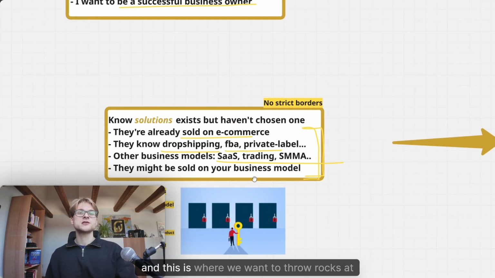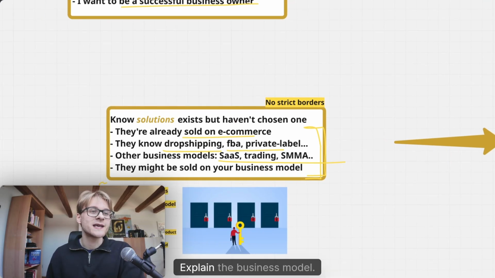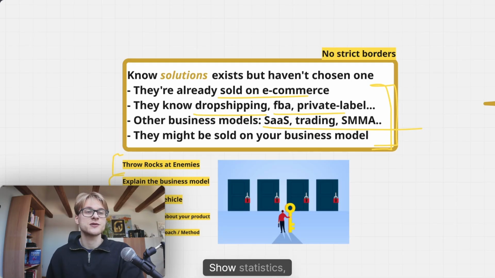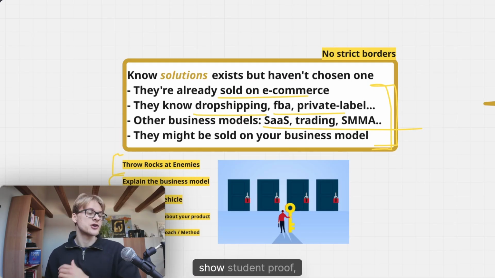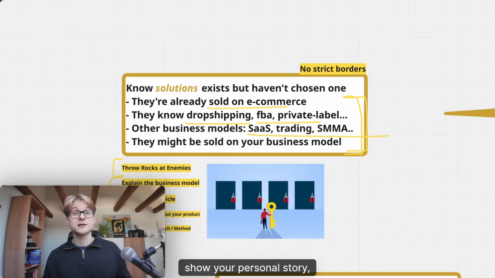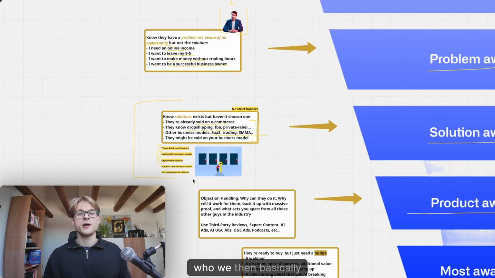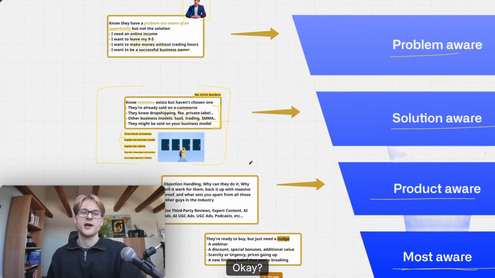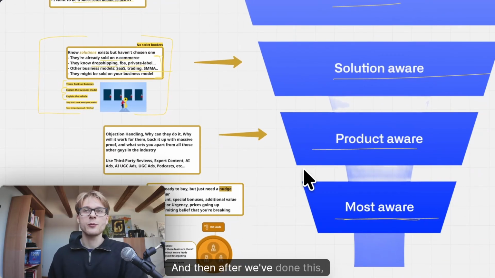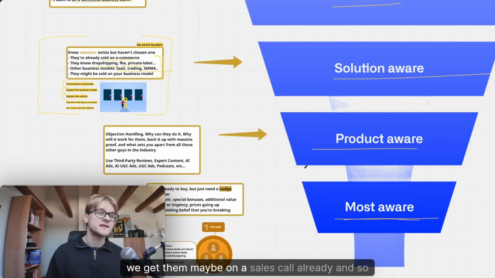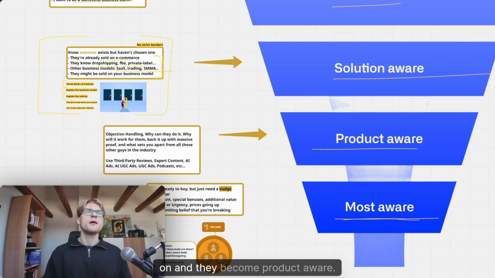Okay. And this is where we want to throw rocks at enemies and explain the business model. This is where we really want to explain the economics, show statistics, explain the vehicle, show student proof, show your personal story, founder story. This is perfect for solution aware people who we then basically want to sell on our very own solution. Okay. And then after we've done this, we basically pitch these leads. We get them maybe on a sales call already and so on, and they become product aware.